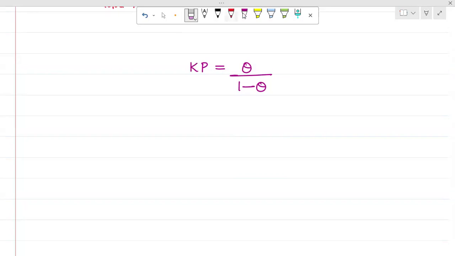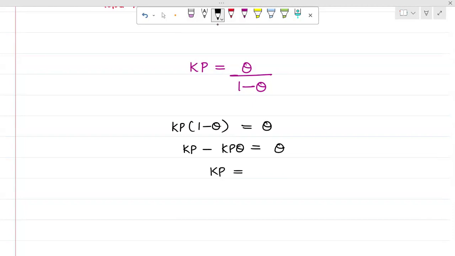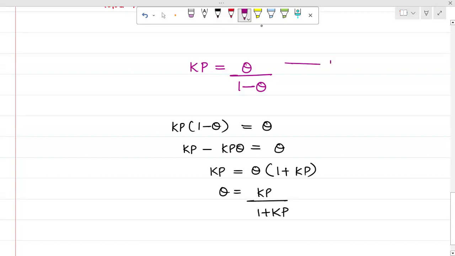What am I going to do? I'm going to cross multiply. So Kp into 1 minus theta is equal to theta. Opening the brackets, Kp minus Kp theta is equal to theta. Bringing theta terms to one side, Kp is equal to theta, which is common, taking it outside, 1 plus Kp. Or theta is equal to Kp by 1 plus Kp. So this is equation number 1 and this is equation number 2 of the Langmuir adsorption isotherm. Both of these are very important equations.